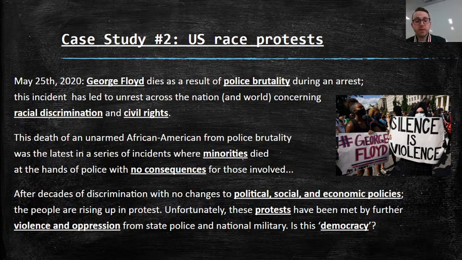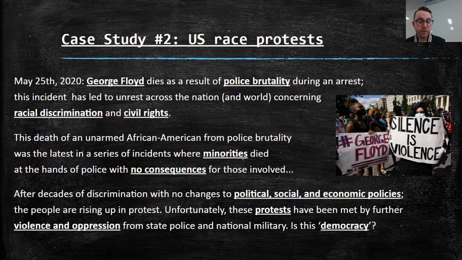This incident has led to unrest, so not happy people, angry people, across the nation and the world. People have seen what's happened in America, and it set off protests worldwide because there are similar issues of police brutality, of racial discrimination, of civil rights around the world. So this isn't a uniquely US issue, but this is what started it. The death of an unarmed African American from police brutality was the latest in a series of incidents where minorities died at the hands of police with no consequences for those involved.